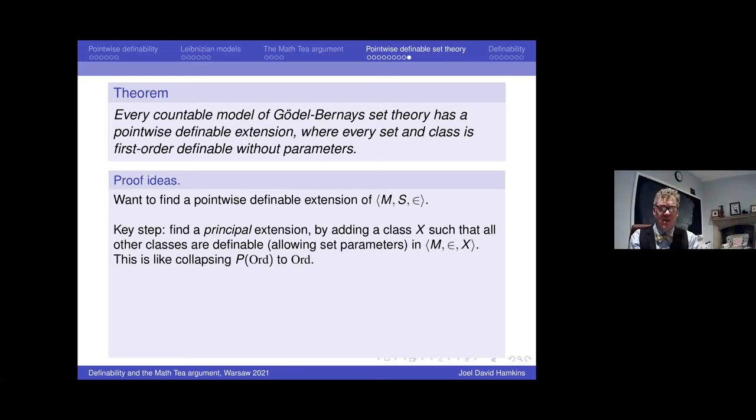It's not necessarily true, because if you take a GBC model and then you do class forcing over it, and then class forcing again and again omega many times and just take the union of everything that you get, then you won't have a principal GBC model, because any set that appears was there at some stage and the things that are definable from it are just the things that were there already at that stage and not the things that were generic over it. So it's easy to make non-principal GBC models, but in fact, every countable GBC model can be turned into a principal GBC model. And it's something like collapsing the power set of ord to ord.